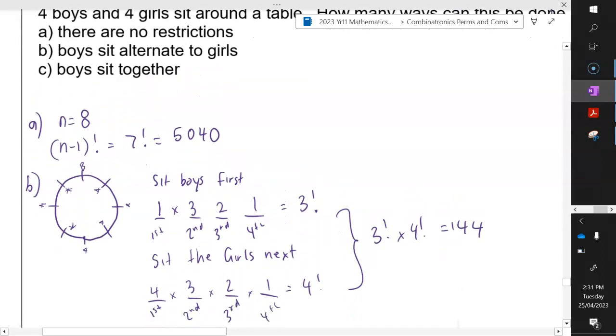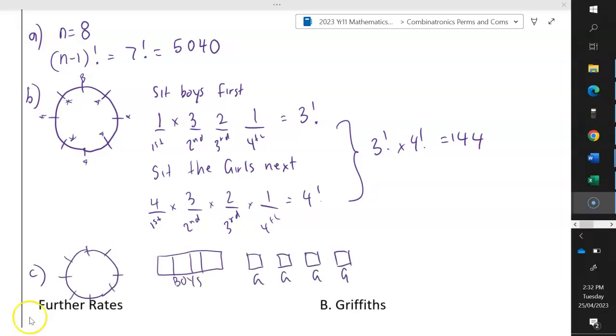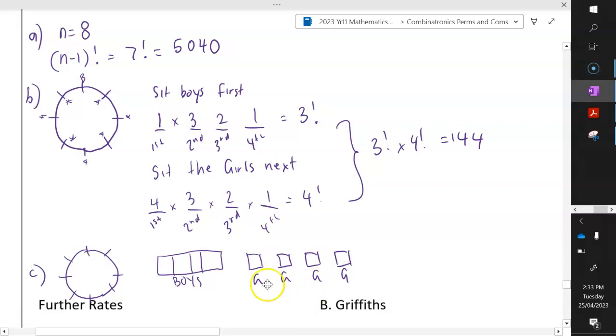Part C, we want the boys to sit together. So let's draw ourselves a table again. So I've drawn my table over here, and in order to populate that table, the 4 boys need to sit together, and the 4 girls we're going to think of as separate. Although, in essence, they're really going to be sitting together because of the way the boys sit together. So we still think of the boys that sit in there as 4 individual boys. You know, someone's got straight hair, curly hair, red hair, brown hair. They all look different. So within those 4 boys, they can sit 4 factorial different ways.